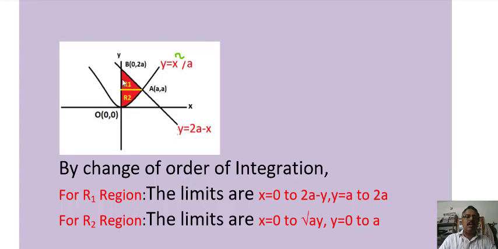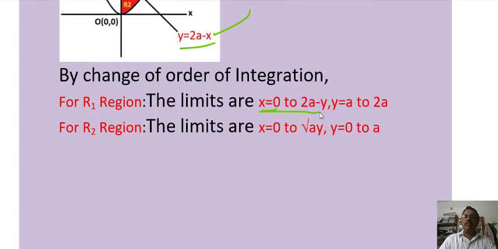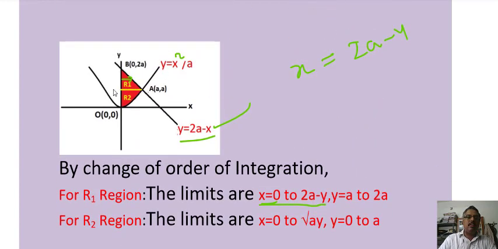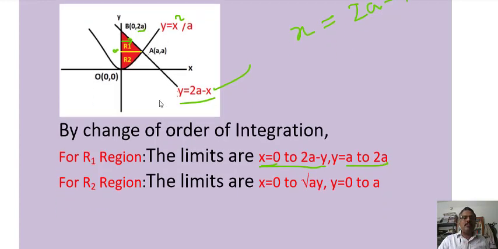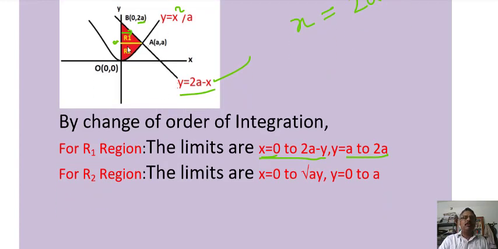Now for the upper region along the x-axis, x goes from 0 to the straight line equation, from this one x equals to 2a minus y. So it is clearly mentioned here, 2a minus y. The y limits here are y equals to a to 2a. Now for the lower region, same procedure as our previous problem. Along the x-axis, the starting point is x equals to 0 and this one.